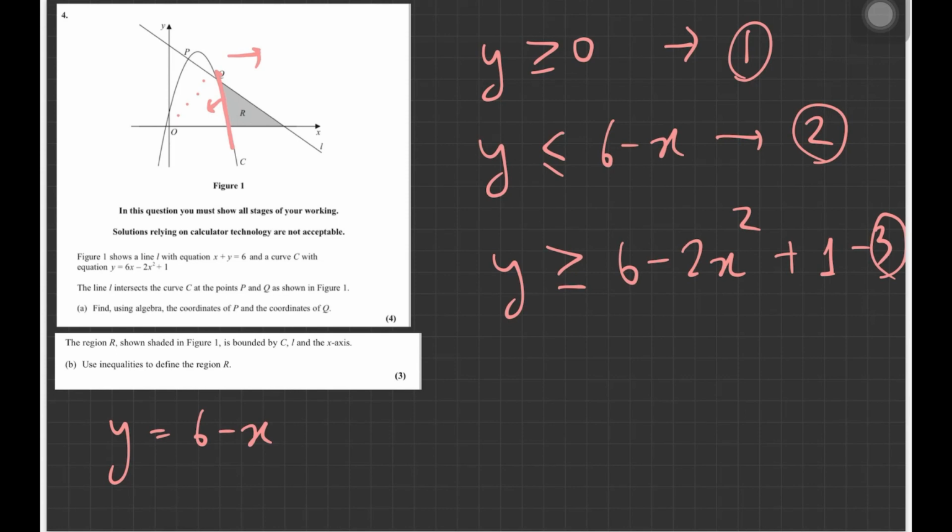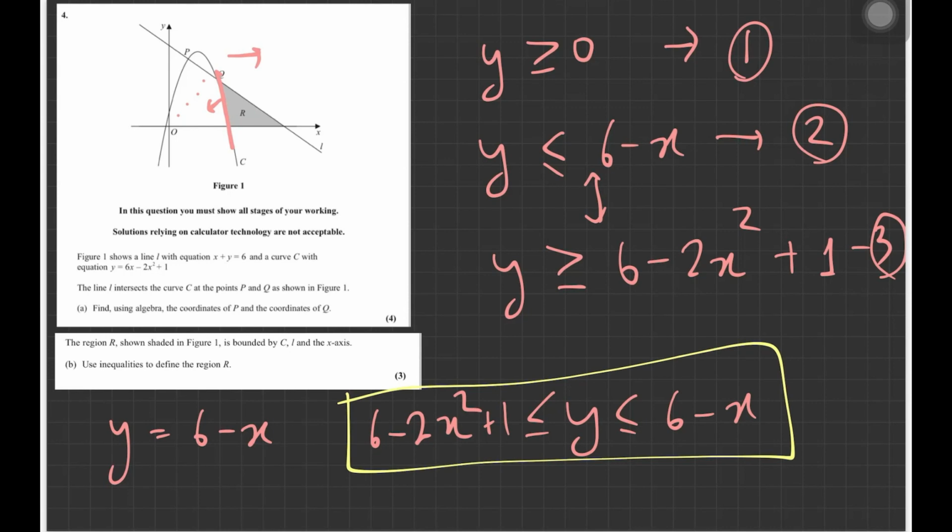We can also consolidate these two, because y is less than one line and y is greater than the other, so we can also write it as this. We can say that y is greater than 6 minus 2x squared plus 1, and then we can also say that y is less than 6 minus x. So this is one inequality and this is another. In total we have 3 inequalities, but I have consolidated the last 2 just to make it look a bit more elegant. So here's your answer.